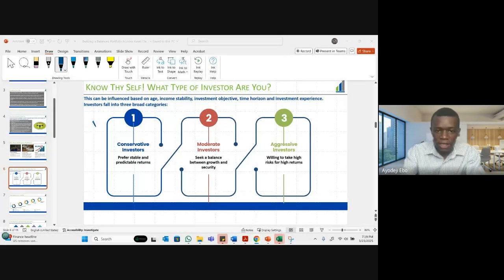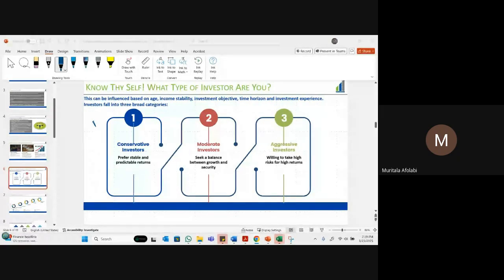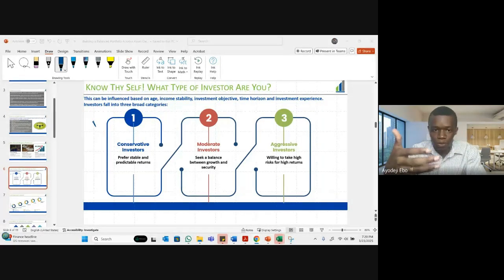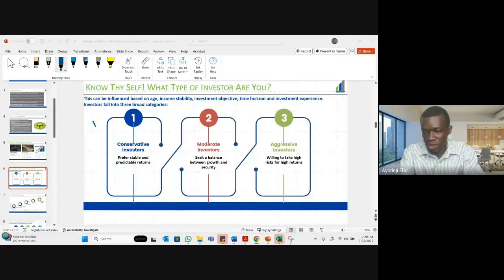So generally, there are three types of investors. Please, this part is really very key, because sometimes on the platform we discuss more on stocks, while we also discuss other asset classes. Stocks is not for everybody. You need to understand yourself.